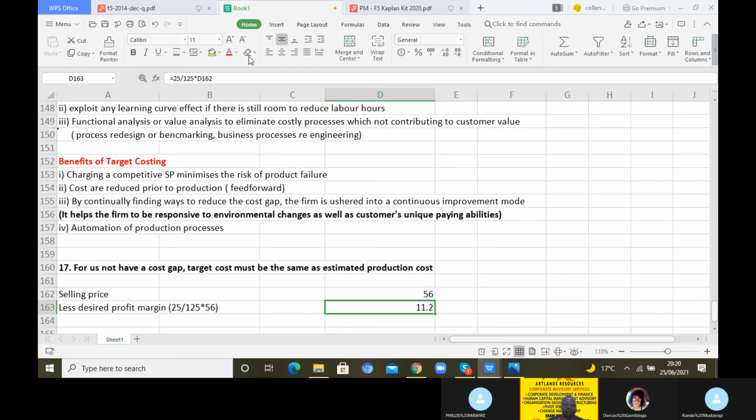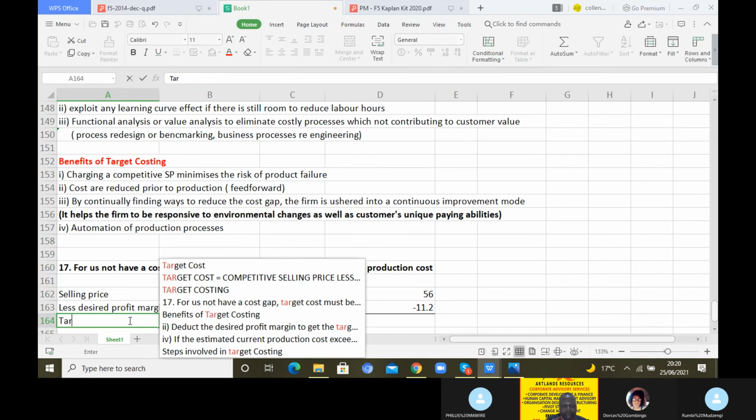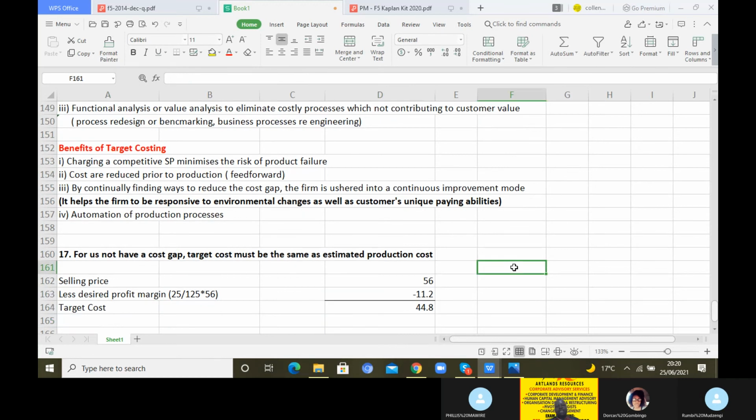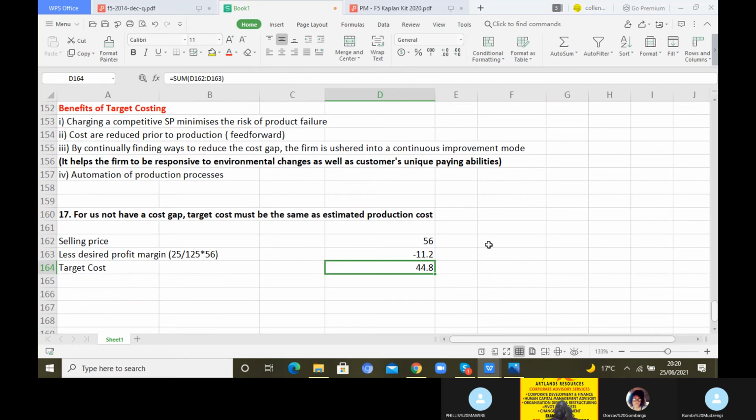That's the markup. That now becomes the margin because I'm given a selling price. So if I then say selling price minus desired profit margin, what I come up with is called target cost. So target cost is 44.8.